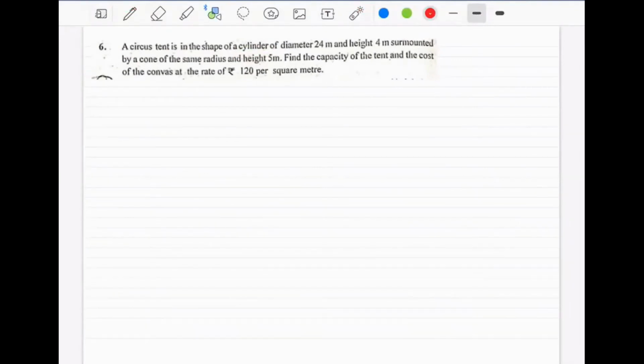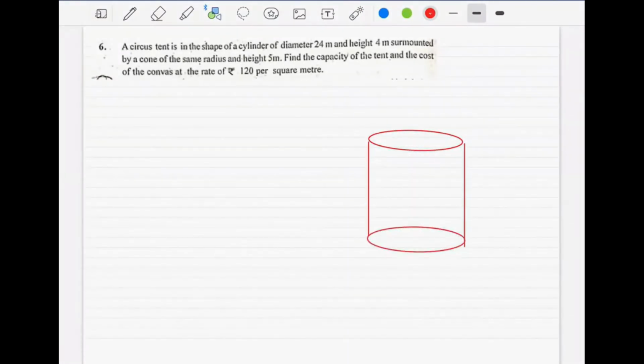Let's draw the cylinder first. Let it be irregular, no issue here. It is in the form of a cylinder of diameter 24 meter. Remember, we don't have any use for diameter. Whatever you see as diameter, don't forget to convert it into radius. The diameter is 24 meter. Height is small actually, so height is 4 meter.